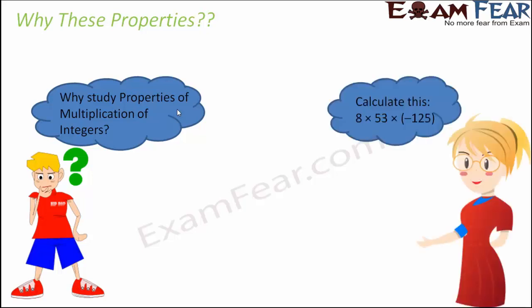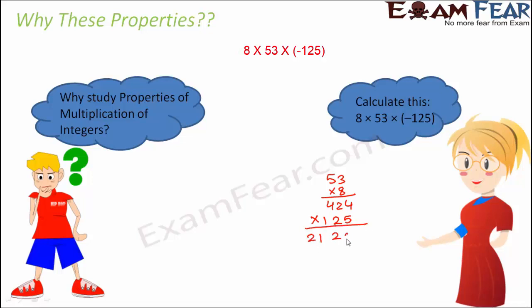If I ask you to calculate this value, 8 into 53 into minus 125, using the tips, you can very easily find out if the product would be positive or negative, because here you have only one negative integer, so therefore the product would be negative. But my question is, how will you find the product? To find the product, you would follow a process somewhat like this. Very easily you can't say what would be 8 into 53. So first you would multiply 8 with 53. So let's say you get 424, and then you multiply this with 125, and then again you get something like this.